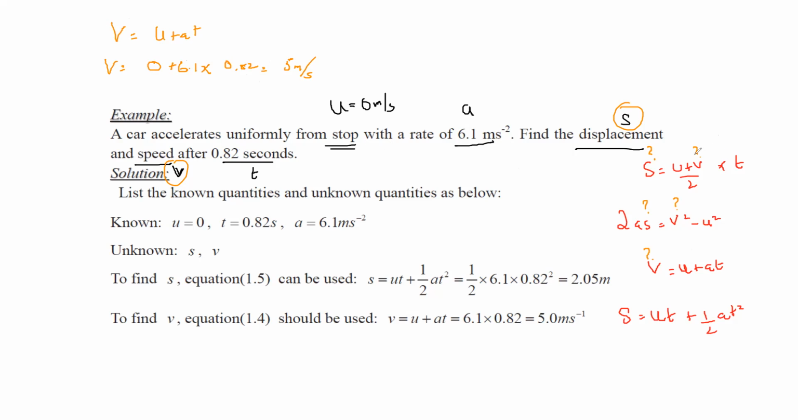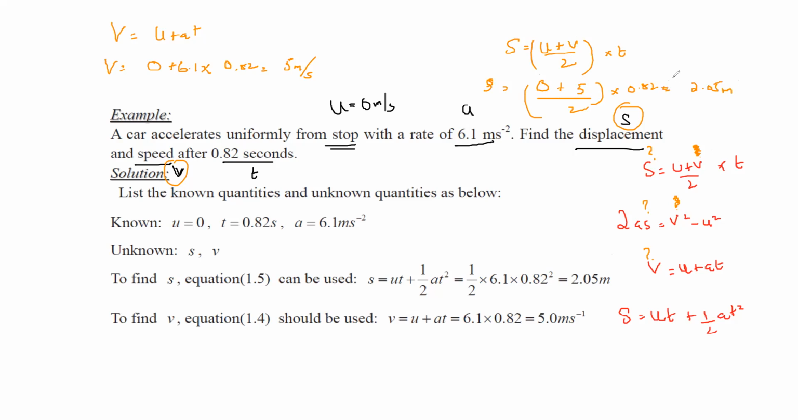Now we have the final velocity, so we can use any of these equations, as v is now known. So we have only one unknown. If I use the third equation, s = (u + v)/2 × t. The initial velocity u is 0. The final velocity we worked out is 5, divided by 2, multiplied by the time, which is 0.82. When we multiply them, the distance comes out as 2.05 meter.